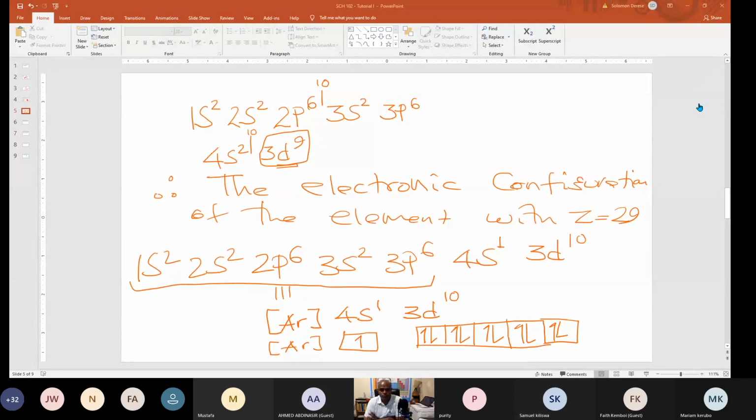Isn't it true? Yes. I personally would like to put them the way this sequence is telling me. I would put 4s and then 3d10. But if you put it the other way, I also understand, so long as you don't fill the 3d before the 4s.